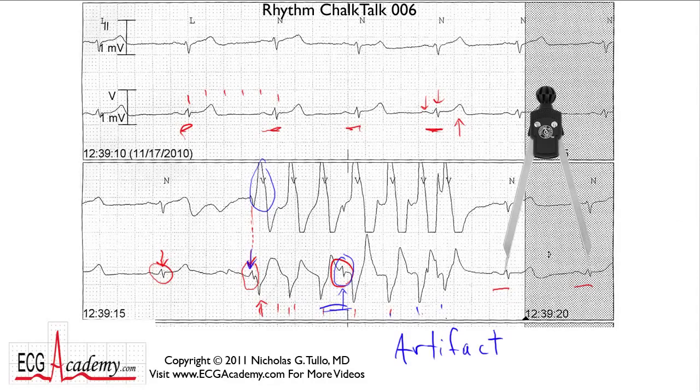But this is a great lesson to be learned, and I hope you keep this in mind, that not everything on paper may be real, and you have to recognize that there are limitations in the technology that we're using. So that's Rhythm Chalk Talk number 6.